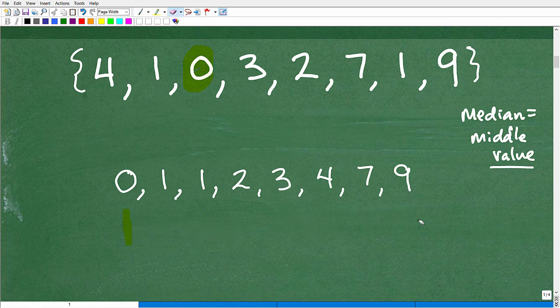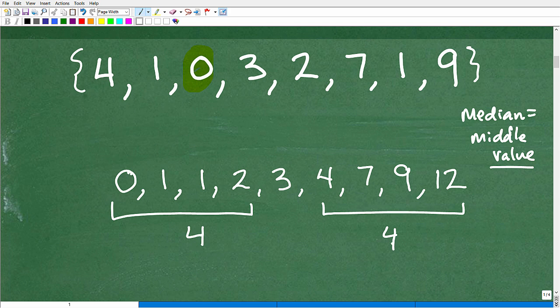Well, let's take a look at an easier situation, then we'll get back to this problem. What if I had this data set? Now what would be the middle number here? We have 1, 2, 3, 4. We have 4 numbers there, and we have 1, 2, 3, 4, 4 numbers here. So this number is right in the middle. So 3 would be the median if, in fact, our data set included a 12. But that's what the median is.